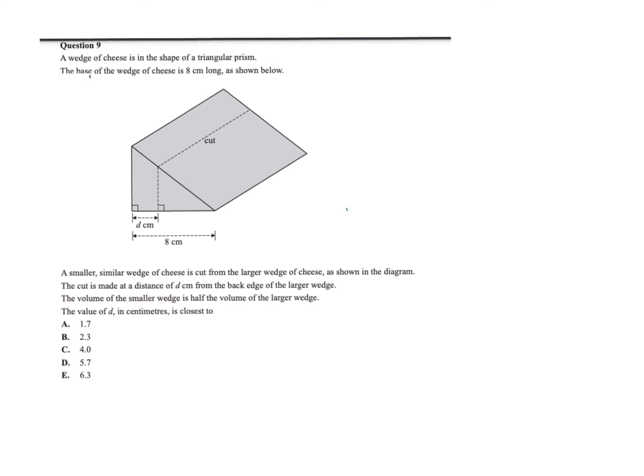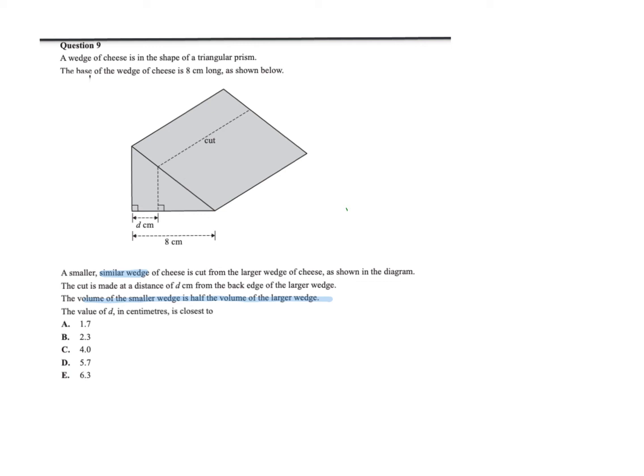Okay, so this is question 9, and it was from an exam. So it's always a little bit of a challenge if it's the last question, which 9 is. So let's have a look. A wedge of cheese in the shape of a triangular prism, and the base of the wedge of the cheese is 8 centimeters long as shown. A similar wedge of cheese is cut from the larger wedge of the cheese as shown in the diagram. The cut is made at a distance of d from the back edge of the large wedge. The volume of the small wedge is half the volume of the large wedge. Now find the value of d in centimeters.